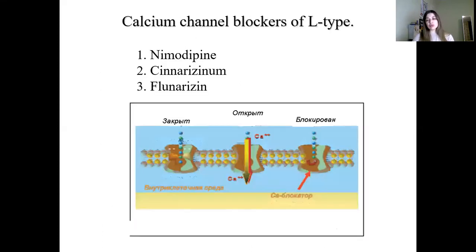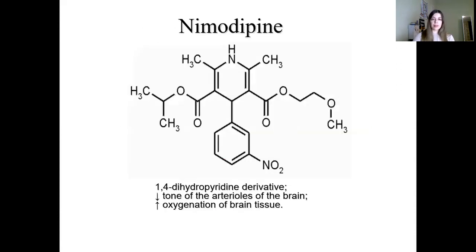So the calcium channel blockers, nimodipine, cinnarizine, are very easy. How do they work? They directly block the calcium channel, so less calcium ions can get inside the cell and give less contractivity, and less stimulation of the cell. So the drug is nimodipine.